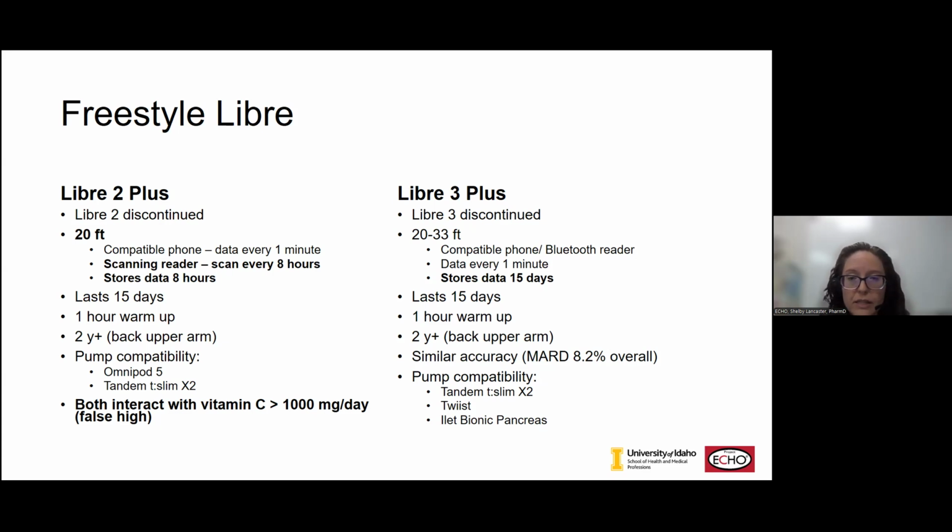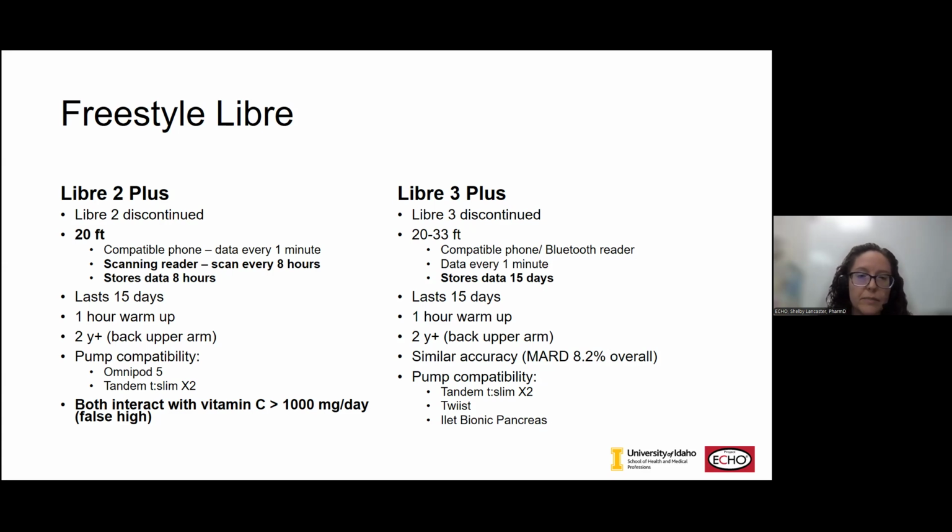With our 3 Plus, it's nice because it updates that data every minute. It's with a compatible phone or Bluetooth reader, so it's really the distance that we have to be worried about, and it stores that data up to 15 days. So that's really handy if we have patients that are away from their phone or their Bluetooth reader for any period of time.